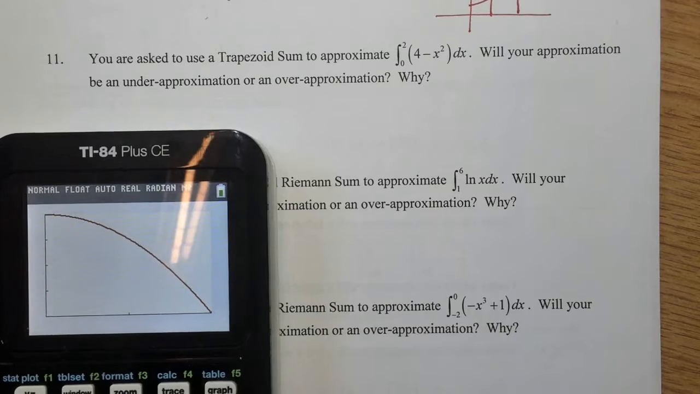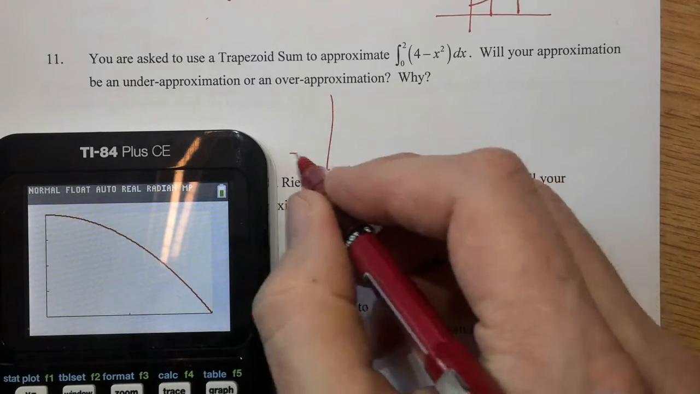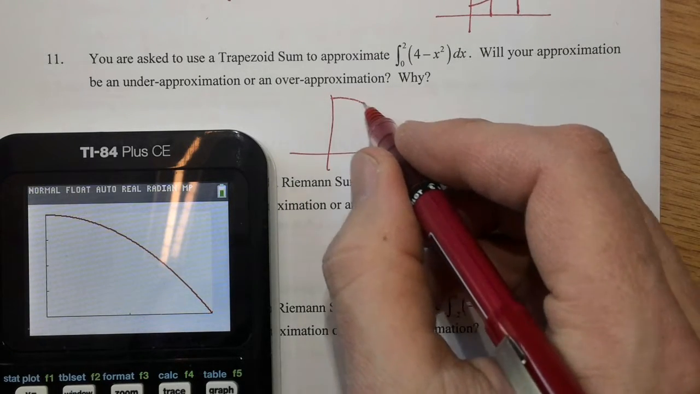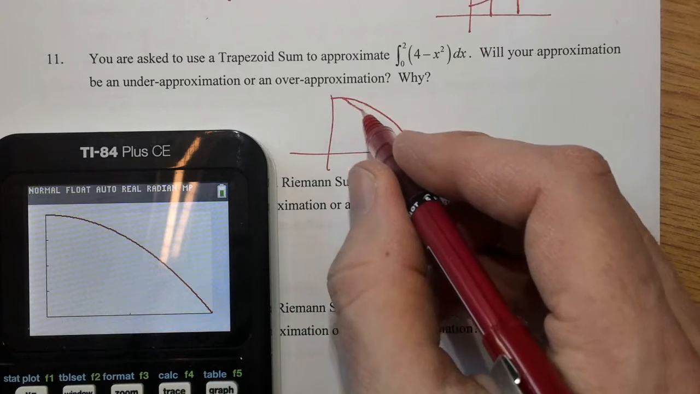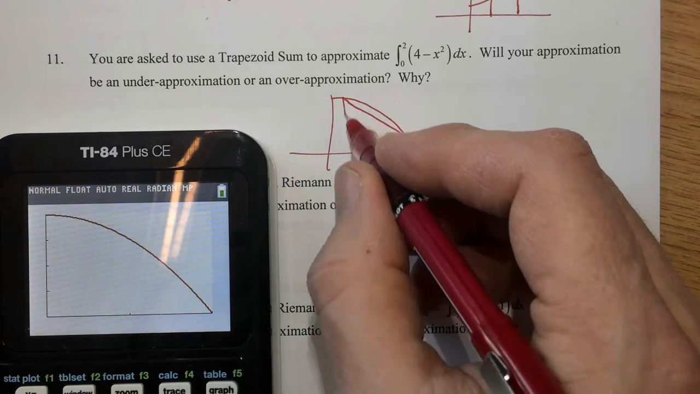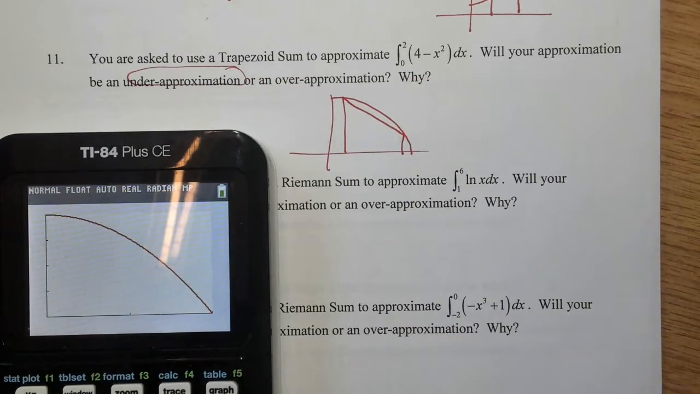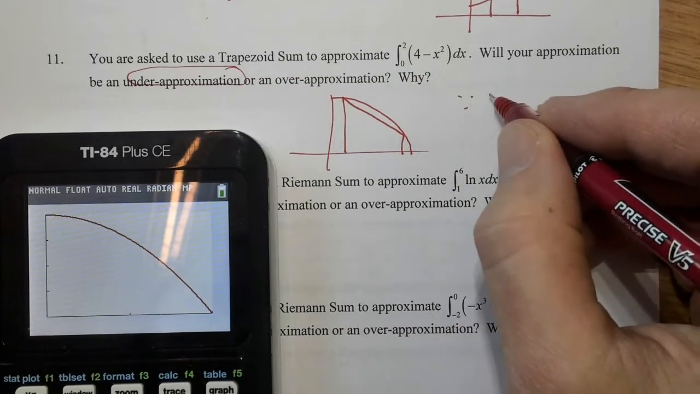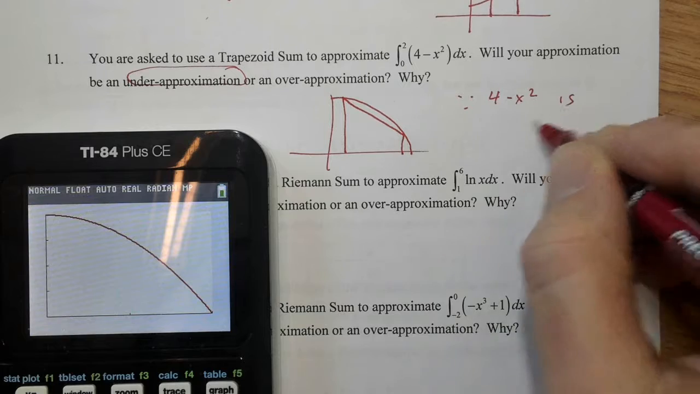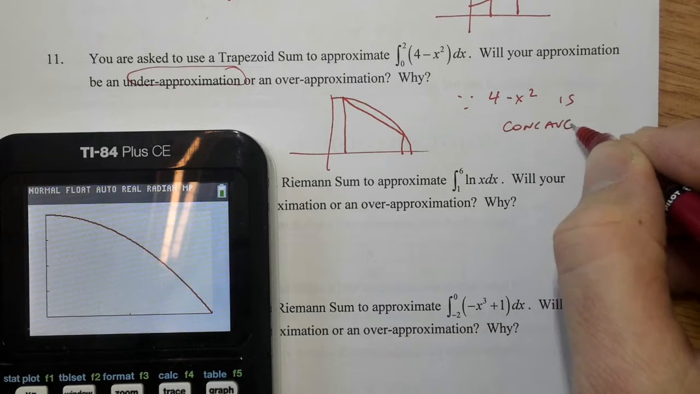We're being asked to do a trapezoid sum. All right, so we know that when we have a concave down function, a trapezoid sum is going to be an under approximation. All right, so it'll be an under approximation. Why? Because 4 minus x squared is concave down.